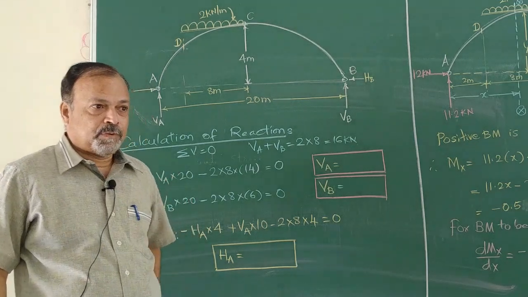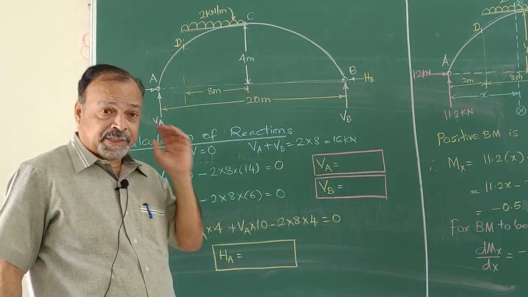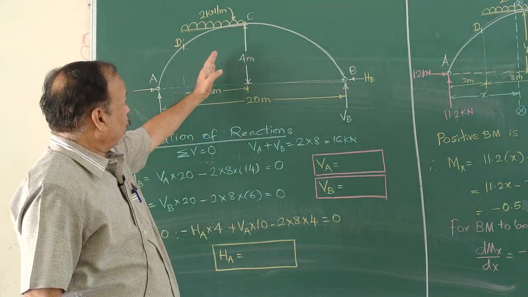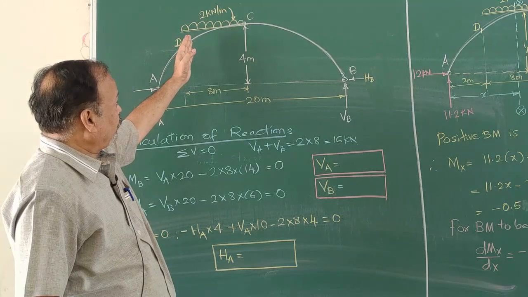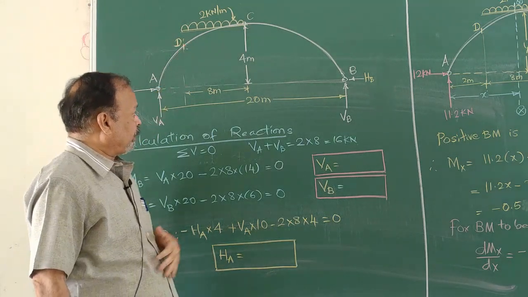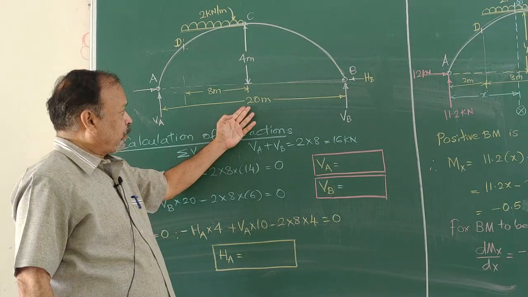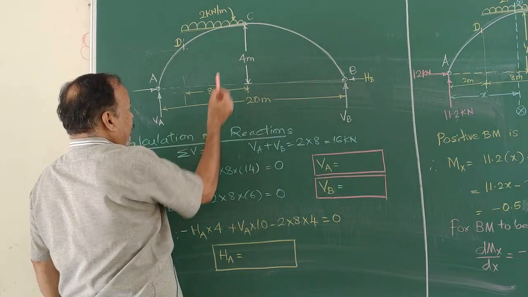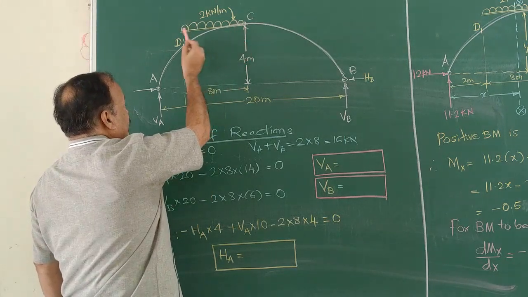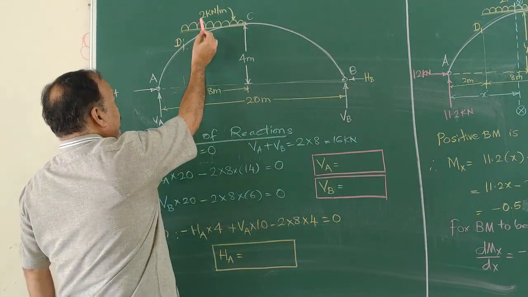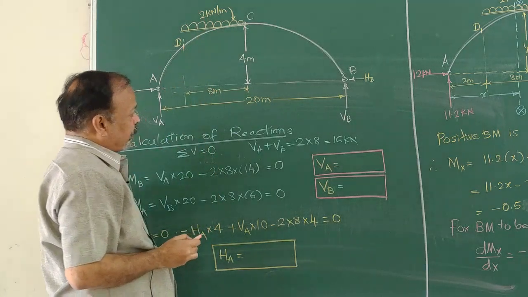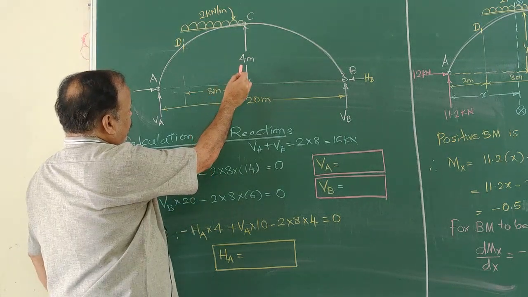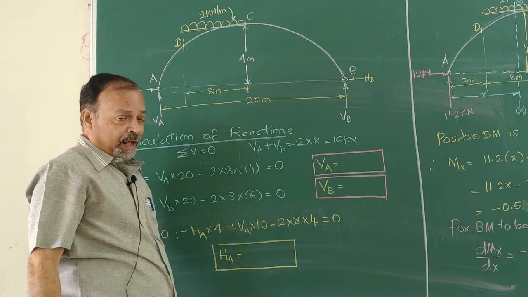Good morning, friends. Today we will solve a problem on a 3-hinged arch with a uniformly distributed load from the crown towards the left of intensity 2 kilonewton per meter. The span of the arch is 20 meters and the central rise is 4 meters. The UDL is spanning for a length of 8 meters from the crown towards the left. The intensity of the UDL is 2 kilonewton per meter. So we are required to find the maximum positive bending moment and maximum negative bending moment in the arch.